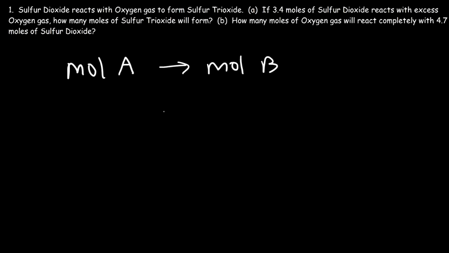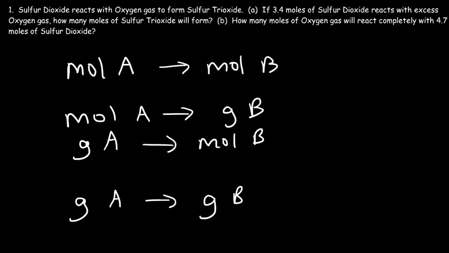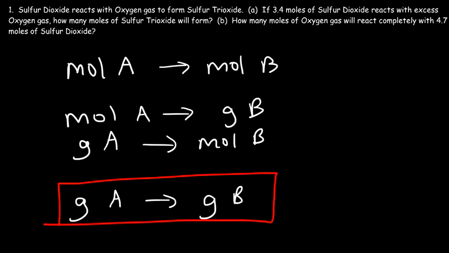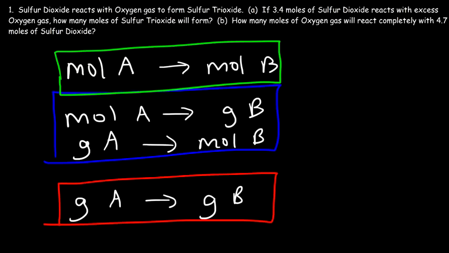The second type of problem is to convert the moles of substance A to the grams of substance B. Or you could be given the grams of substance A and you need to convert it to the moles of substance B. So that's the second type of problem that you'll see. The third type is if you're given the grams of substance A and you need to convert it to the grams of substance B. So this involves, I believe, 3 steps, and this one 2 steps, and the first one is a single step. So let's begin working on these problems.